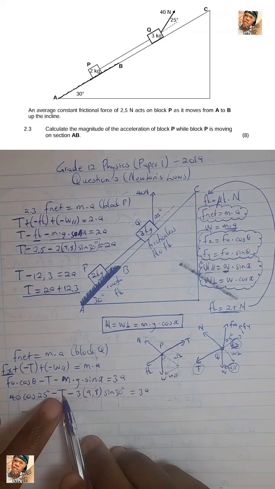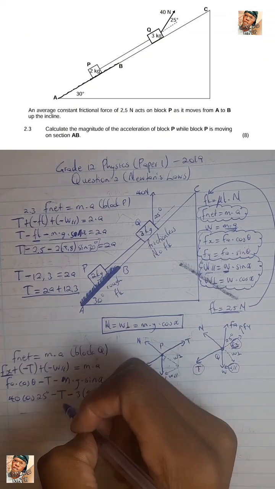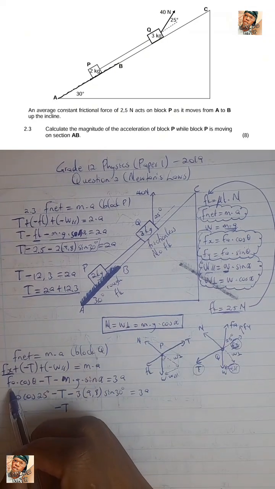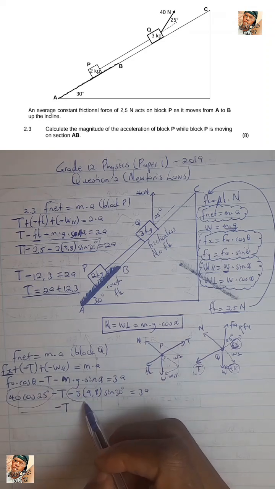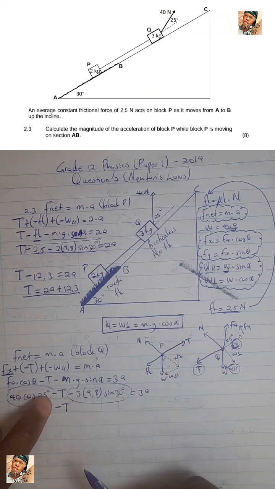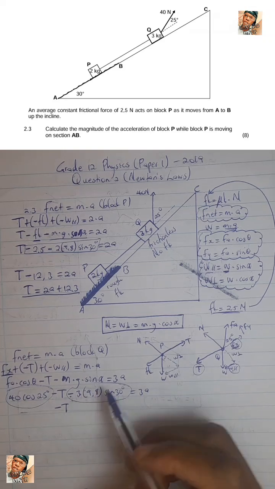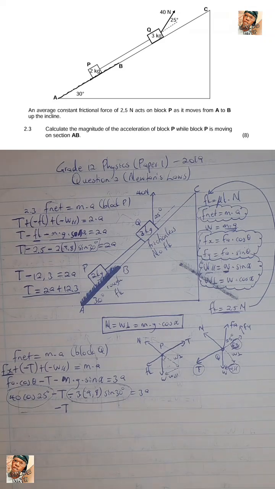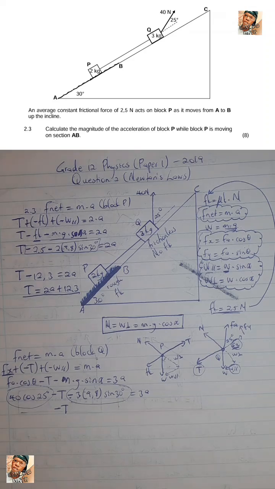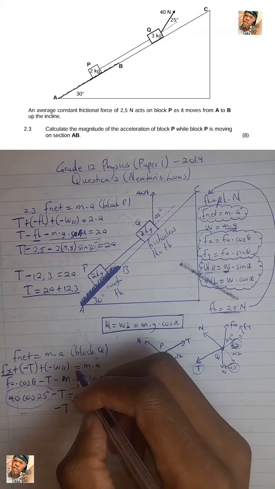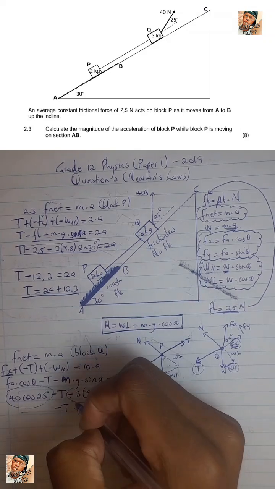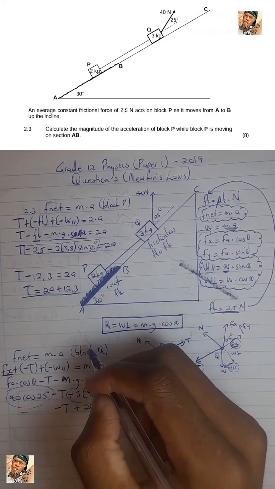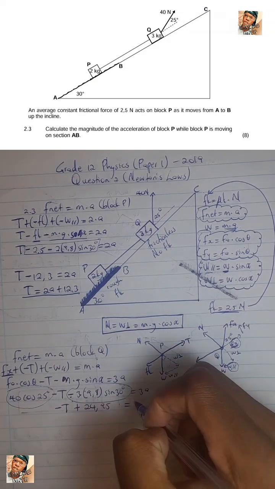So we're going to make T the subject of the formula. What I'm going to do is write negative T, and then I'm going to substitute the whole thing into the calculator and check what it is equal to. So I'm going to have 40 cos of 25 degrees minus 3 times 9.8, then sine of 30, and determine what that is equal to. So let me just press it into the calculator. After pressing it into the calculator, I get the whole thing to be equal to positive 24.95. That is going to be equal to 3A.